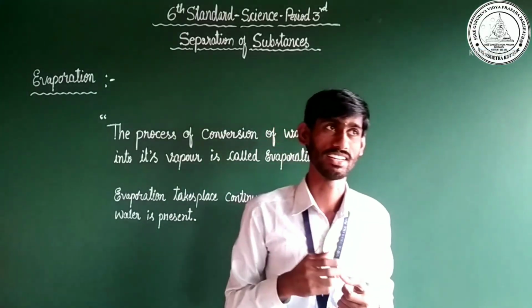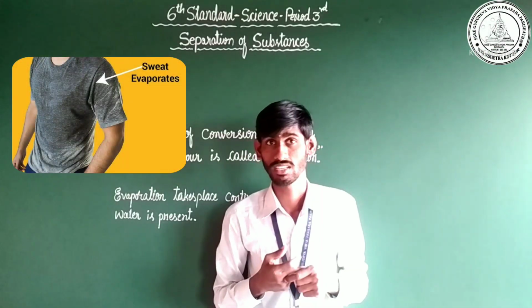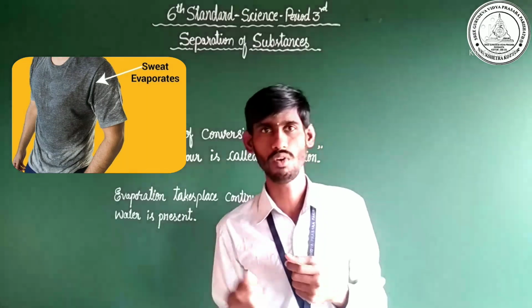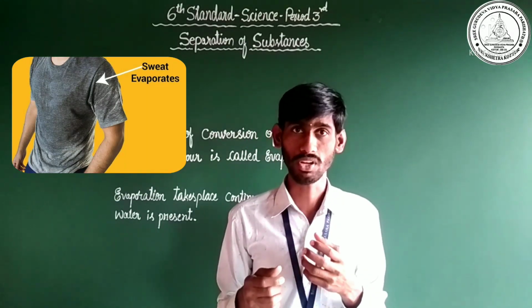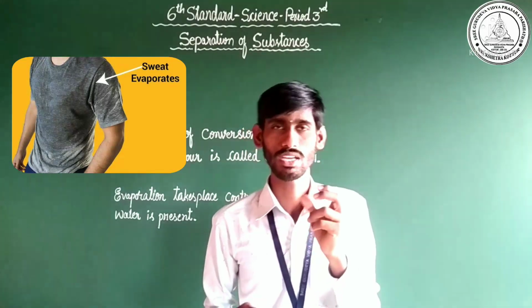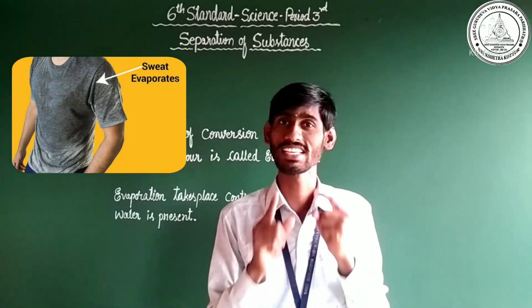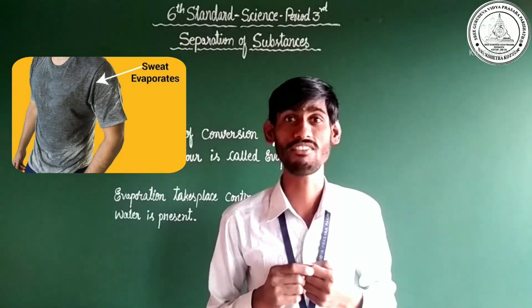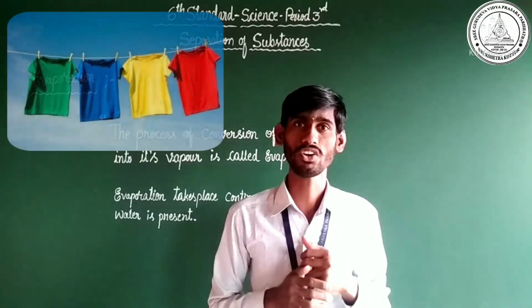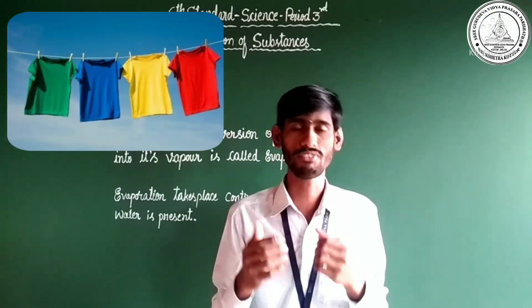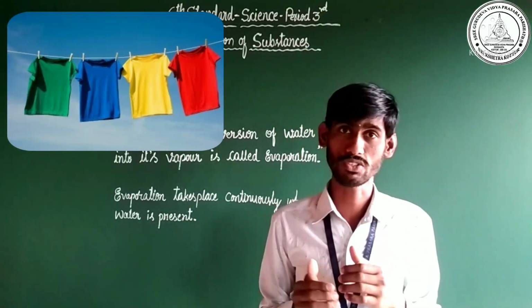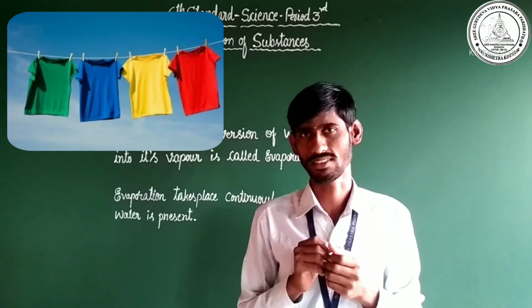Okay, dear children, in the summer season, the dresses are completely soaked in sweat. After 1 hour or 2 hours, we won't find the sweat, because the sweat is evaporating. The sweat is a type of water droplets, and those water droplets evaporate with the help of sun rays. This is an example of evaporation. And also, in the rainy season, clothes do not dry easily, not very fast, because the evaporation process takes place very slowly due to lack of sun rays.